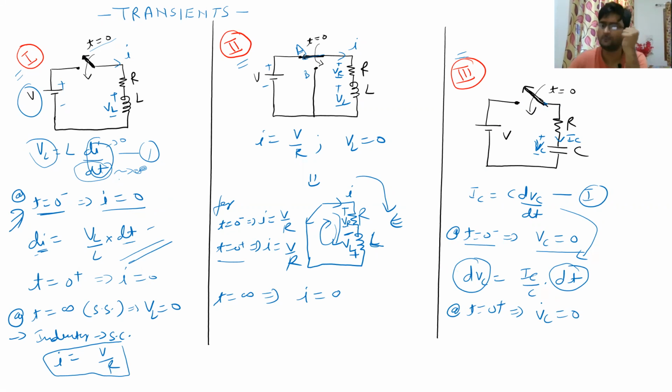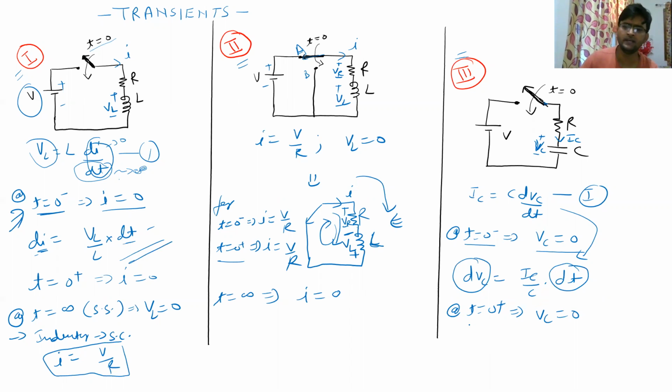So what do you infer from this? You infer that a capacitor does not allow sudden change of voltage across it. Similar to the inductor, where it does not allow sudden change of current through it, the capacitor does not allow sudden change of voltage across it.